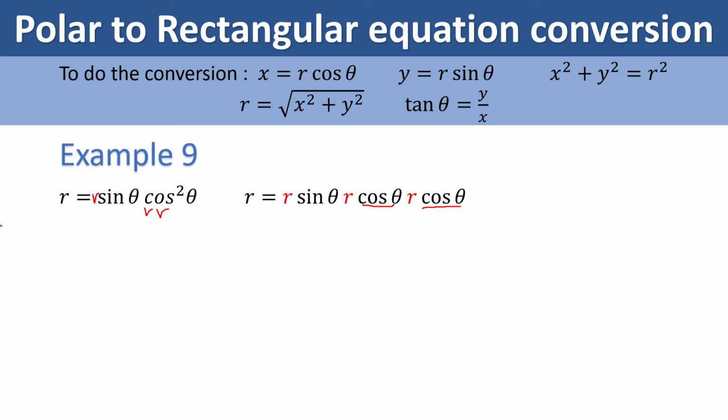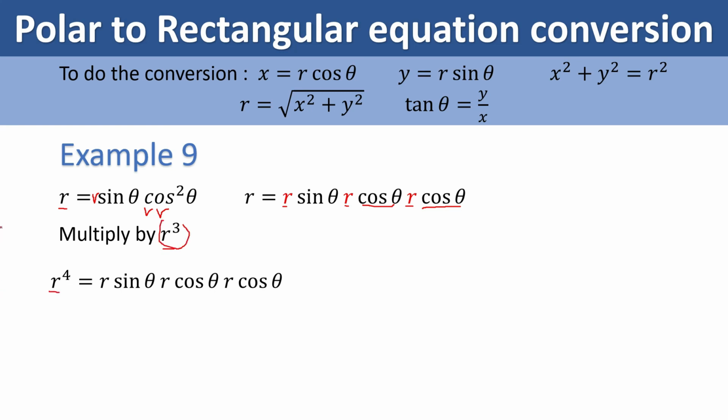I need 3r: 1r here, 1r for this cosine, and another r for this cosine. So I'm going to multiply by r to the third power. When I multiply r to the third power times r, it is r to the fourth power. Now r to the fourth power I can write as r squared, squared, using the power of a power, because you multiply the exponents, 2 times 2 is 4.